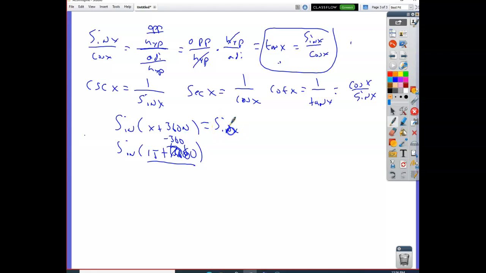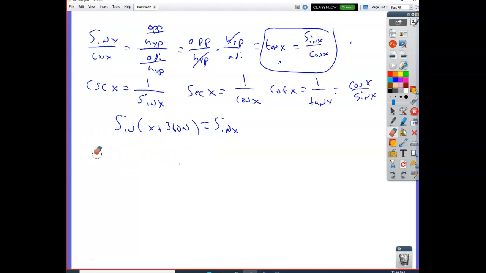What's that n there for then? The n is I can do any number I want to. I could do sine of x plus 3,600 because that's 360 times 10. That make sense? Yeah. All right.